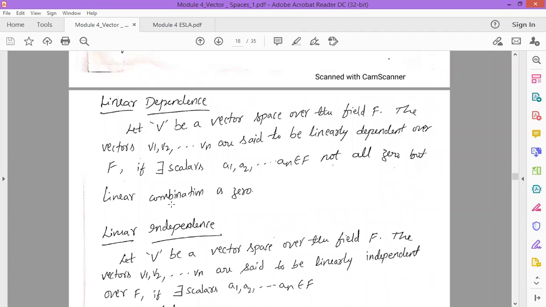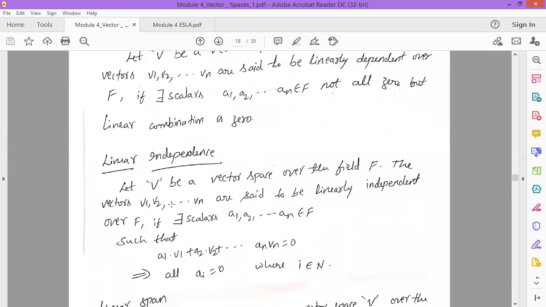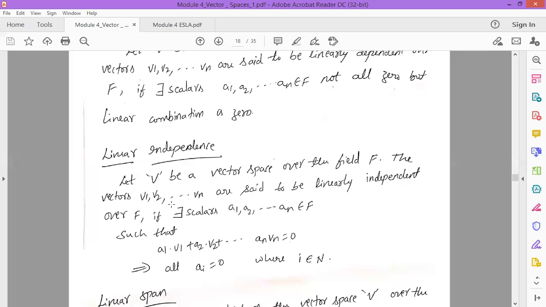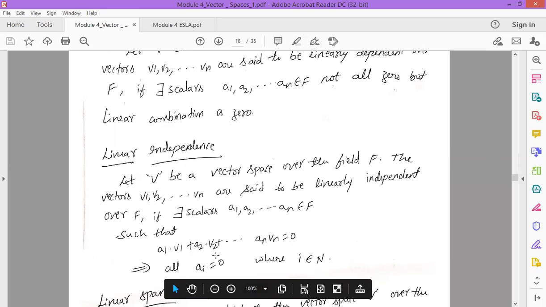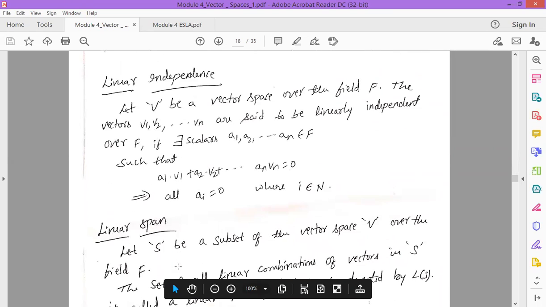Contrary to this, we also have the linear independence definition. Whatever the set we are given, they are said to be linearly independent if A1 V1 plus A2 V2 plus A3 V3 and so on is equal to 0 provided that all the Ai, that is the constants, are equal to 0, though V1, V2, V3 and so on may not be equal to 0. So some certain conditions are there, and for this we have various conditions.